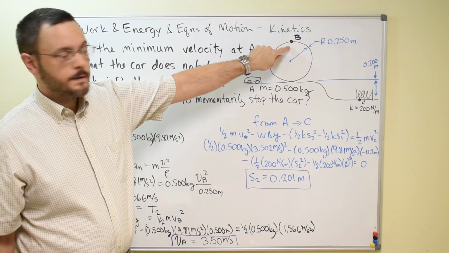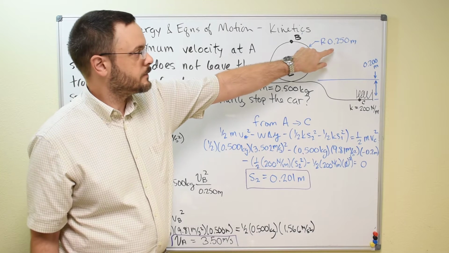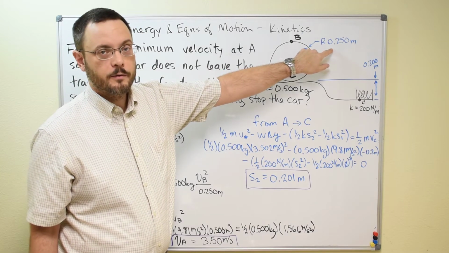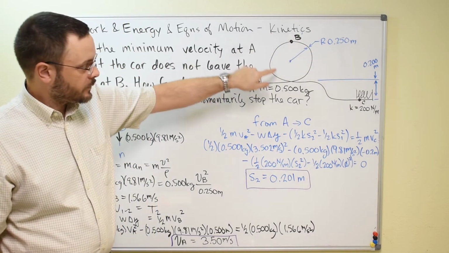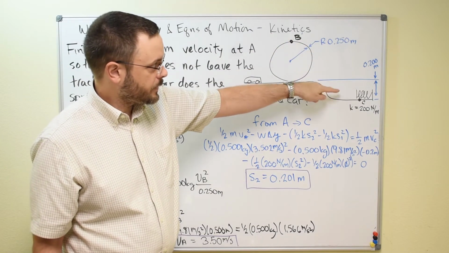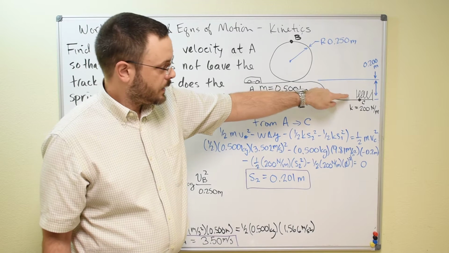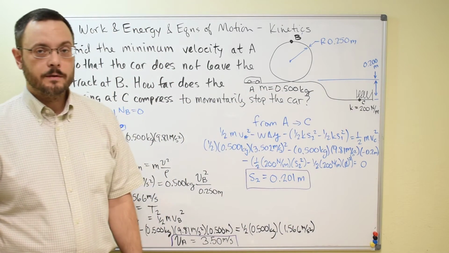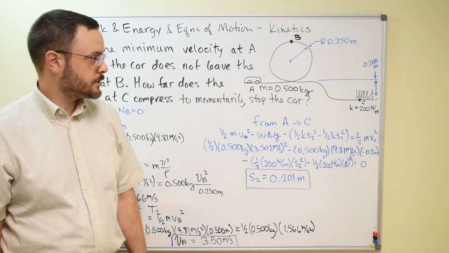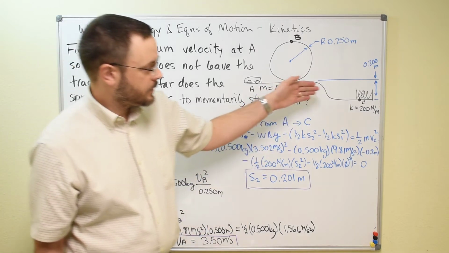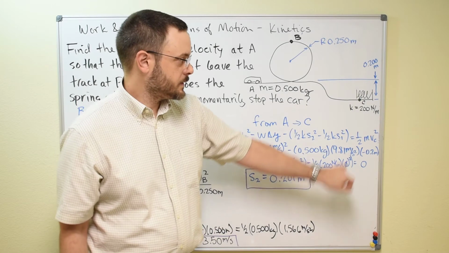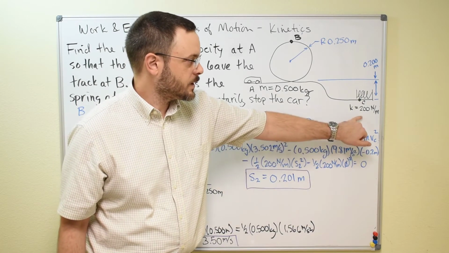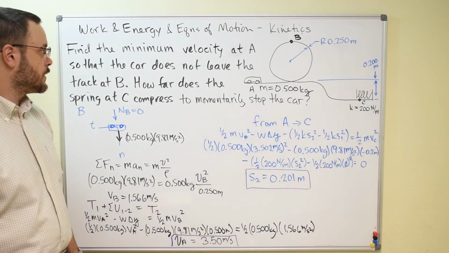Point B here is at the top of the loop. The radius of the loop is 0.250 meters, so the loop is circular. After the loop, it goes down this little drop of 0.2 meters, and then it contacts a spring, which is initially unstretched and uncompressed, and then it compresses the spring until it stops momentarily, and that's at point C. We have a spring constant of 200 Newton per meter.